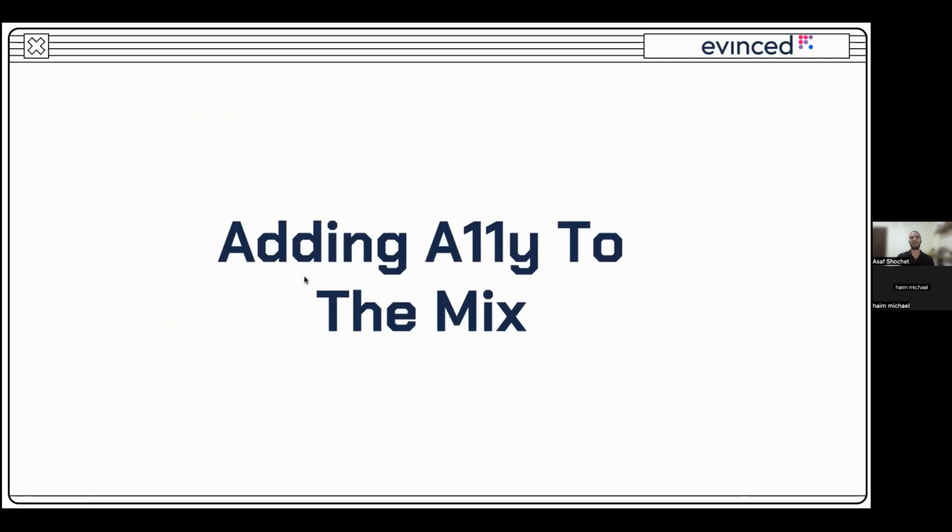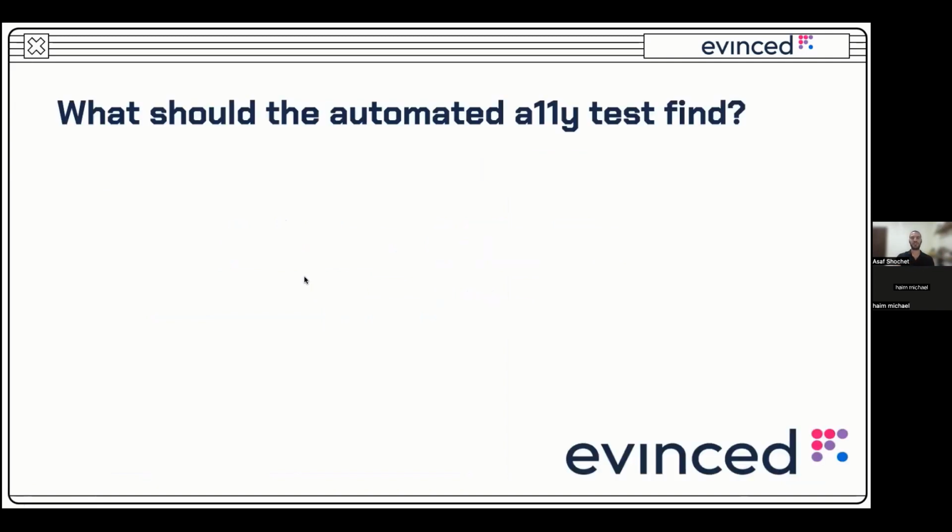Now let's add accessibility testing to the mix. So what should the automated accessibility test find? Here are some of the things that I would expect it to find. So if, for example, I have an image, but I didn't give it any alternative text, I would expect the test to fail and to say, hey, Asaf, you need to add an alternative text to the image, because someone who cannot see very well would have no idea what this image means.